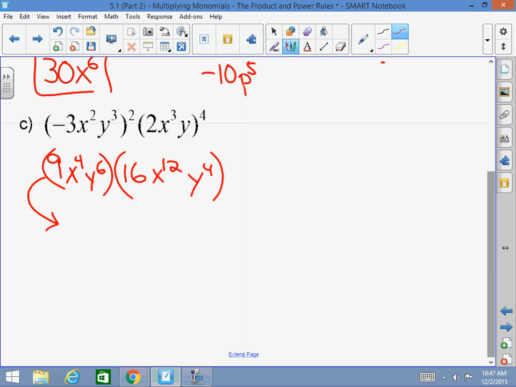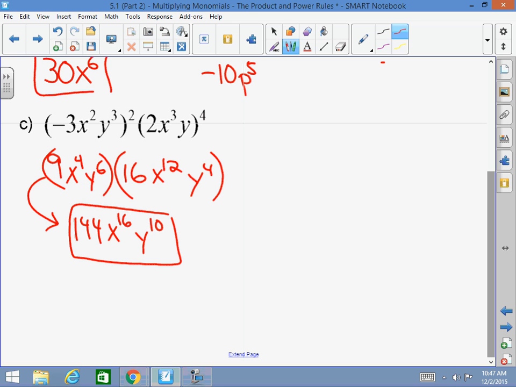Now, let's go ahead and multiply. 9 times 16 would be 144. Excellent. X to the 6th times x to the 4th times x to the 12th would be x to the 16th. Y to the 6th times y to the 4th would be y to the 10th. And bingo. We're golden.